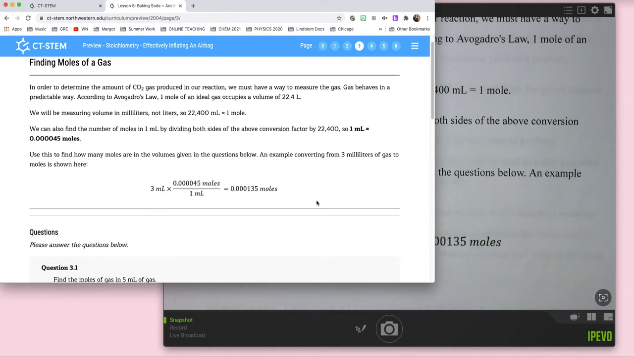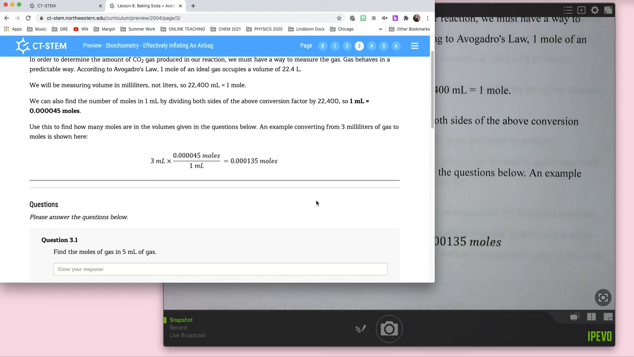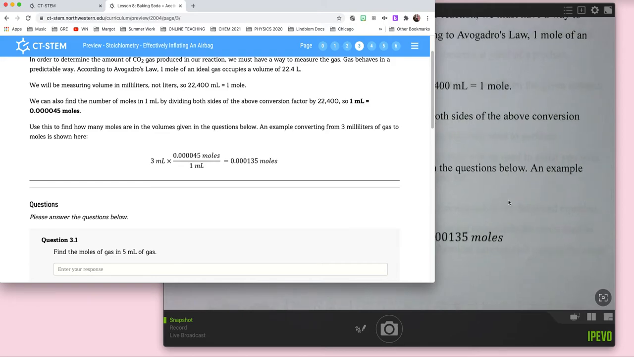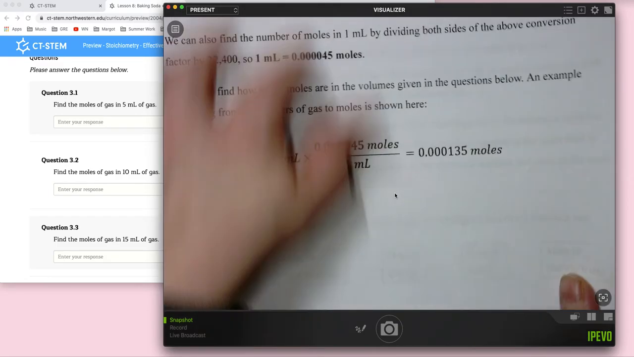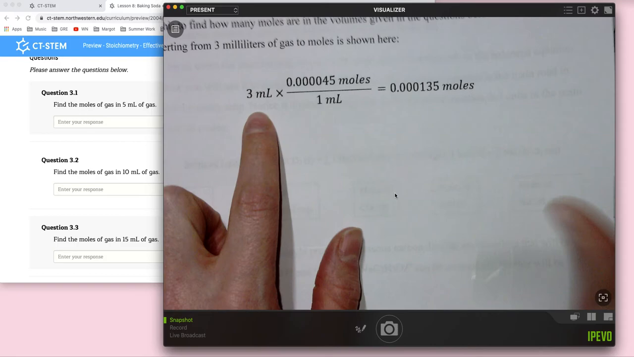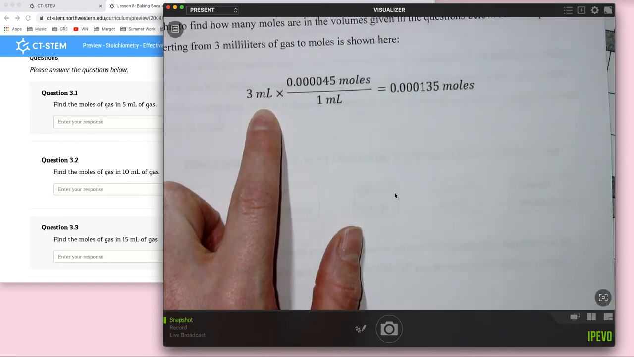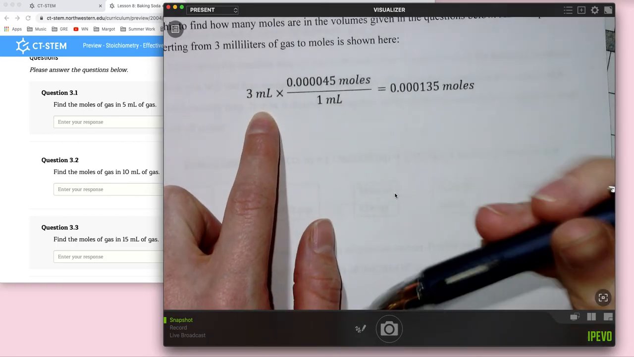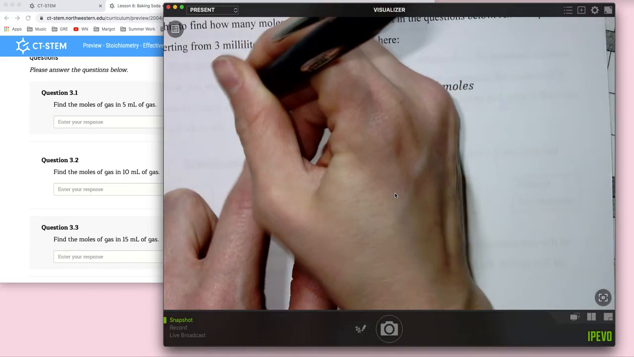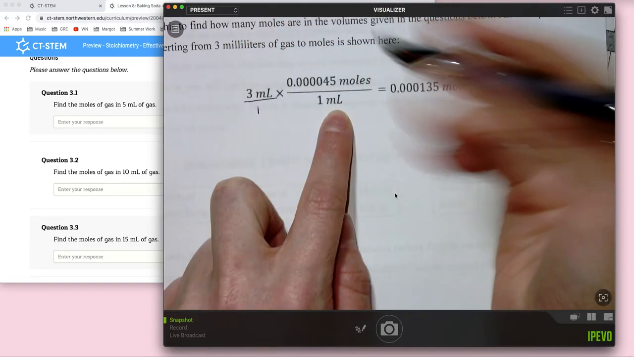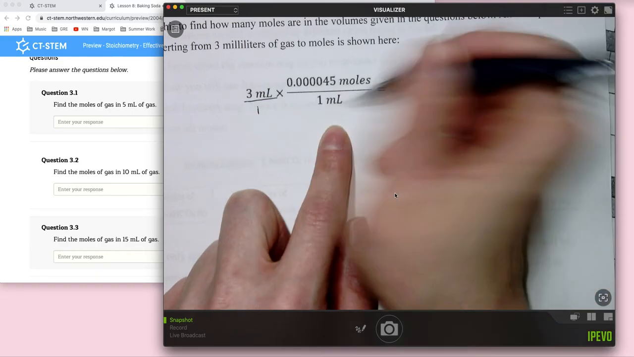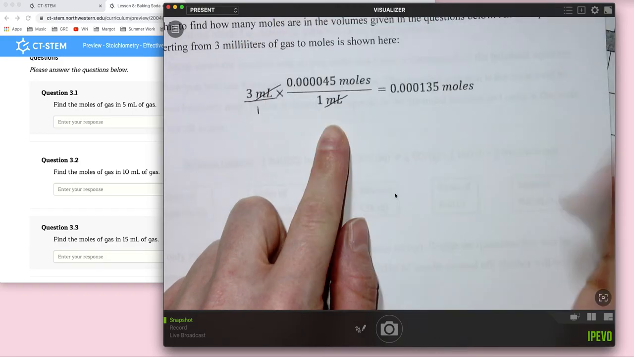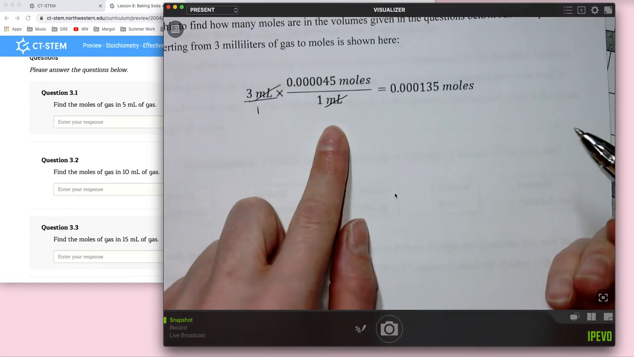Okay, so let's just go through some sample problems. Just going to kind of put that there. All right, so the first one we have this example where we have 3 milliliters, and since milliliter is in the numerator of the first fraction, milliliter is going to be in the denominator of the next fraction, causing that to cancel, and we end up with our answer in moles, okay?